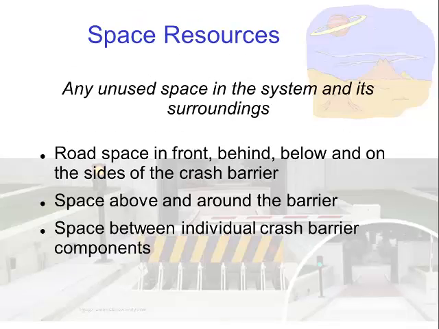Space resources. Similarly to time resources, when we look for the space resources, we try to identify any unused space in the system and its environment, the space that can be occupied by some additional elements. When we look for resources, it is recommended to be as specific as possible. You may have noticed that the last item of resources listed in this slide, space between individual crash barrier components, is unspecific. It would be more appropriate to list specific empty spaces, for example, space between the raised blocking plate and the body of the barrier, instead of being unspecific.